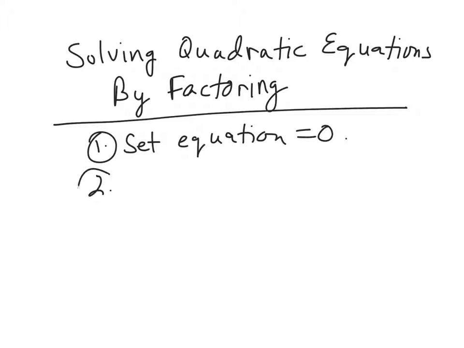Step 2. Now, what we want is to get something times something equal to 0. Well, the process of getting a polynomial to look like something times something is exactly what we've been doing this entire chapter. That is factoring. So step 2 is factor.